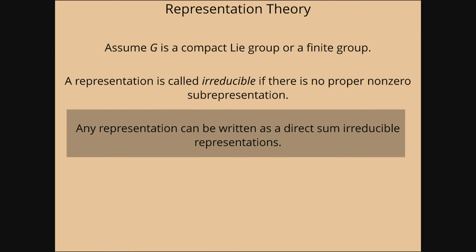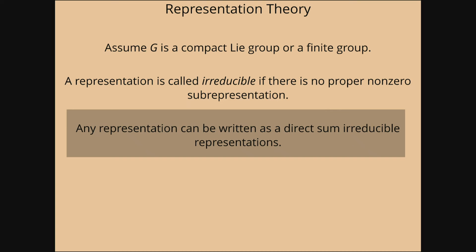Now I have to step back a bit and speak about representation theory. Once again, we assume G is a compact Lie group or a finite group. That doesn't change anything. And now, as for natural numbers, what you should have learned already is that every structure has substructure.